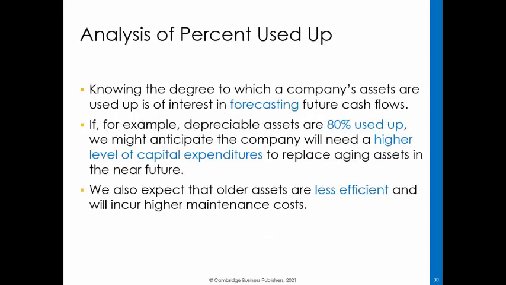Knowing the degree to which a company's assets are used up is of interest in forecasting future cash flows. If, for example, depreciable assets are 80% used up, we might anticipate a higher level of capital expenditure to replace aging assets in the near future. We also expect that older assets are less efficient and will incur higher maintenance costs.